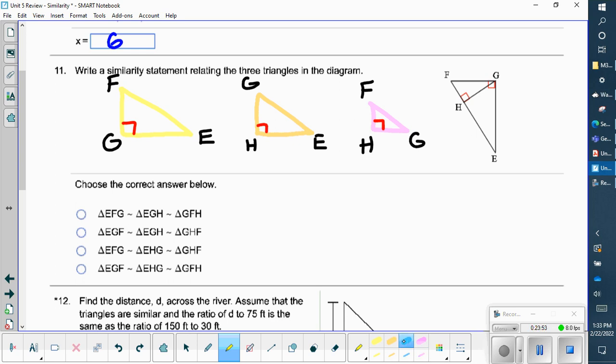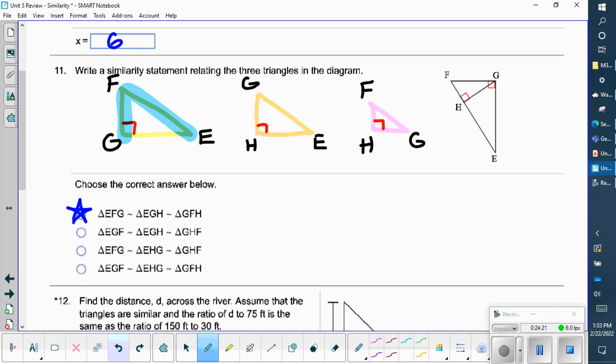The first one, E, F, G. E to F to G. Does it match up with E, G, H? E to G to H. It's looking good so far. And G, F, H. Oh man, we got it on the first try. So the correct answer is going to be A in this scenario.